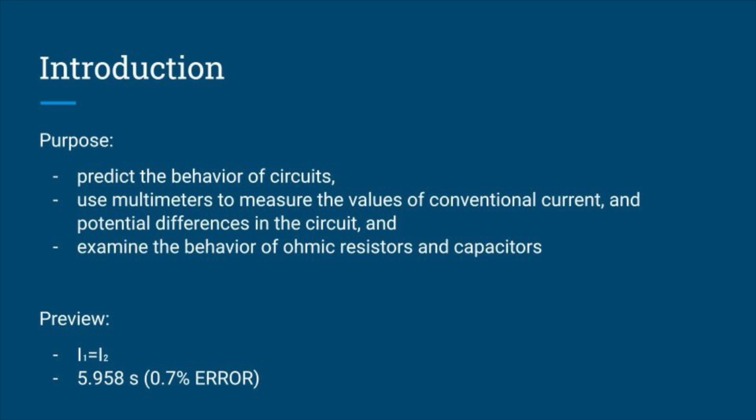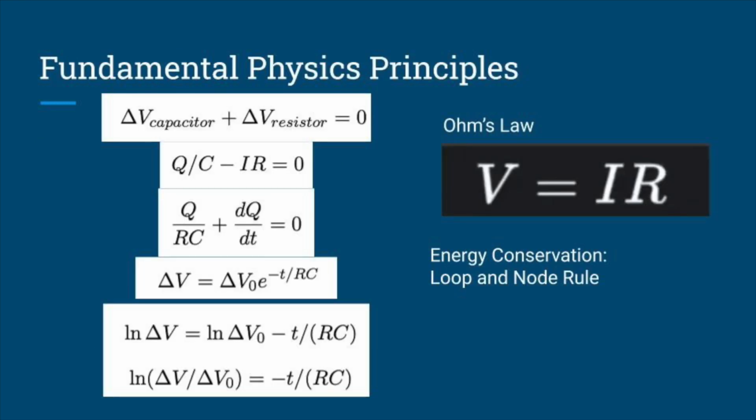a 0.7% error. Because of energy conservation, we know that delta V capacitor plus delta V resistor is equal to 0. We also know that delta V is equal to Q over C. So we can rewrite our equation as Q over C minus I over R is equal to 0. And I is equal to negative dQ/dt, which is the amount of dQ flowing off the capacitor in a time dt. So we can rewrite our equation again to be Q over RC plus dQ/dt equals 0.